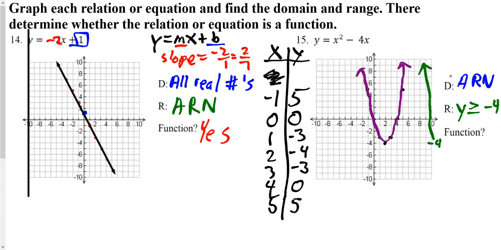So then if you wanted to check to see if it's a function, you put in a vertical line and you move your vertical line across, and you'll notice your vertical line will never cross it more than once. So yes, it is a function.